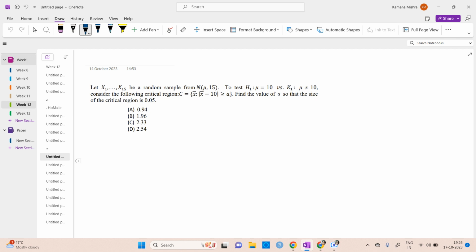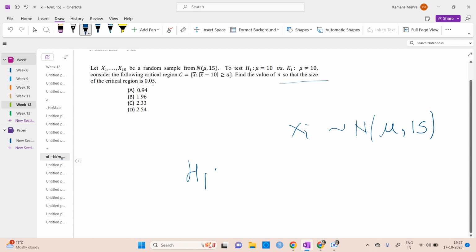Mu is equal to 10 against the alternative hypothesis H1, mu not equal to 10, considering the critical regions. C is equal to x bar, where x bar minus 10 is greater than alpha. So we need to find the value of alpha so that the size of the critical region is 0.05. Now your xi's are a random sample from N(mu, 15).